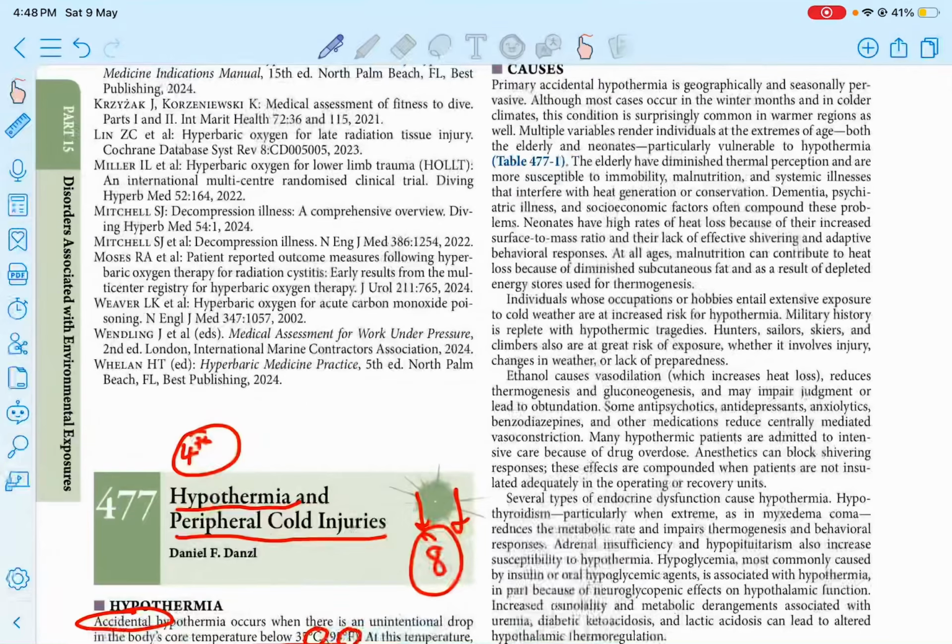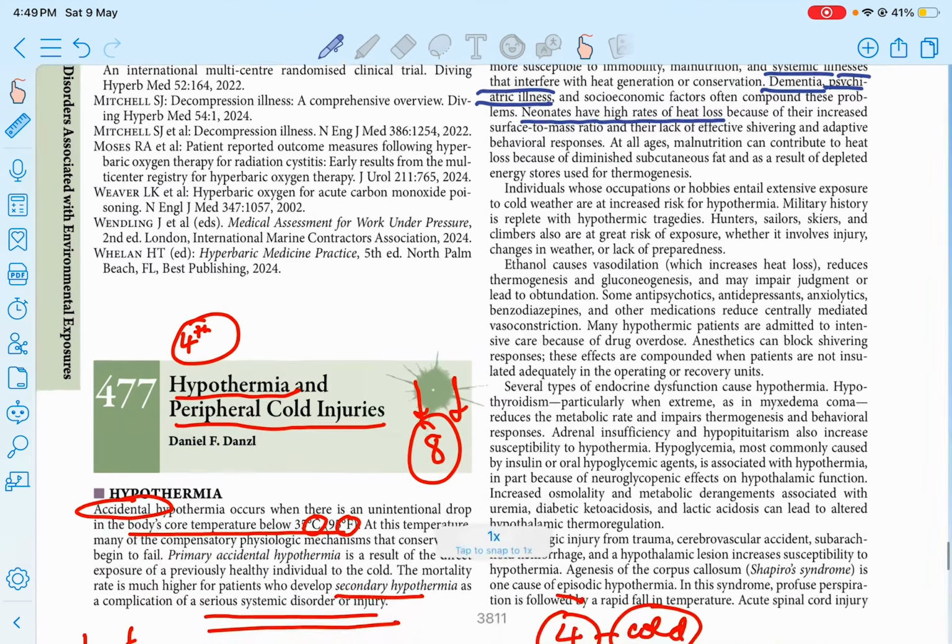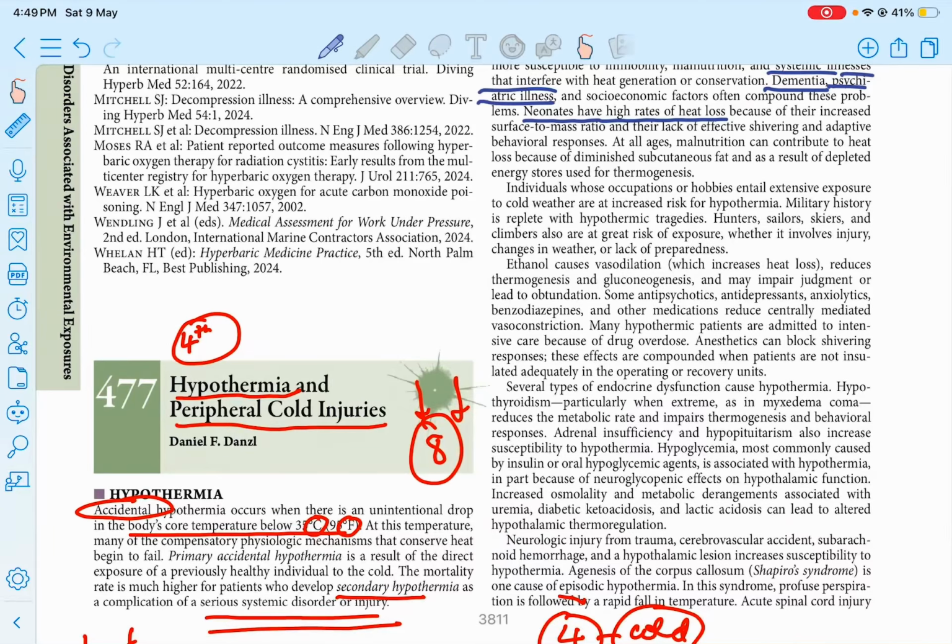Neonates have higher rates of heat loss. This one you have to know. Dementia patients and also psychiatric patients can develop this heat loss. So hypothermia there. And obesity, occupations, military history, hypothermic tragedies. This time two questions were asked on Siachen glaciers.